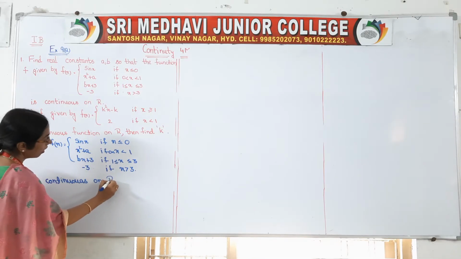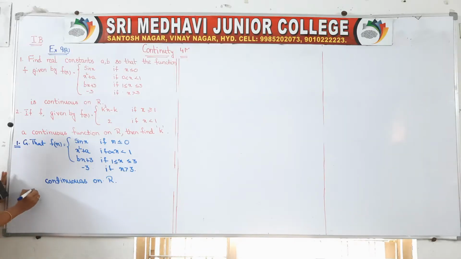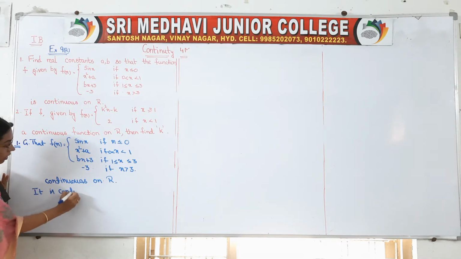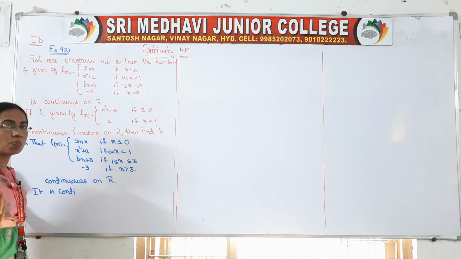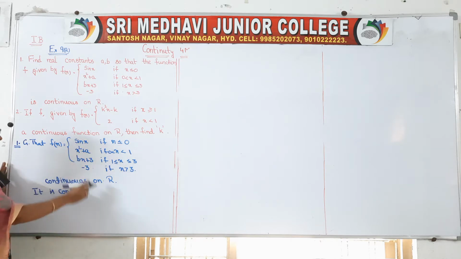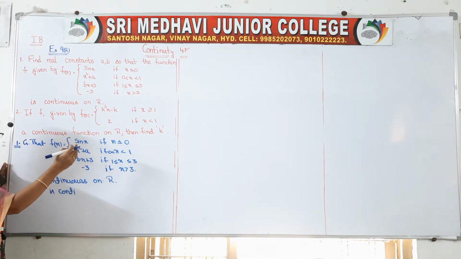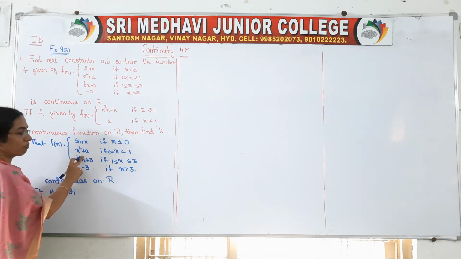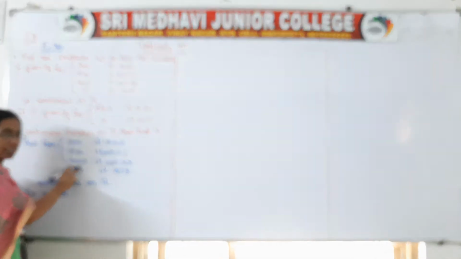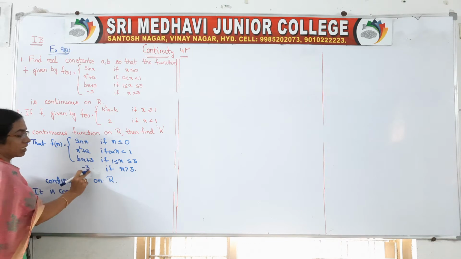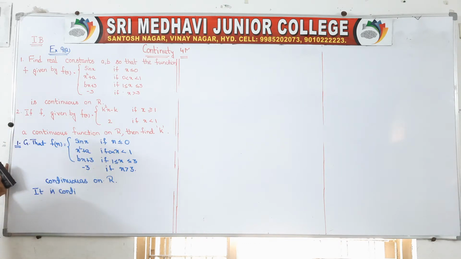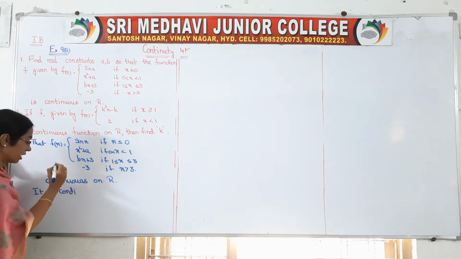Okay, so it is continuous. R means real numbers, right? Real numbers means negative values, 0, positive values. So here, suppose x is less than 0, this is the defined function. X is greater than 0, this is the defined function. Less than 3, the function is defined like this. X is greater than 3, the function is defined like this. Like this it is given to us. So it is continuous, right?